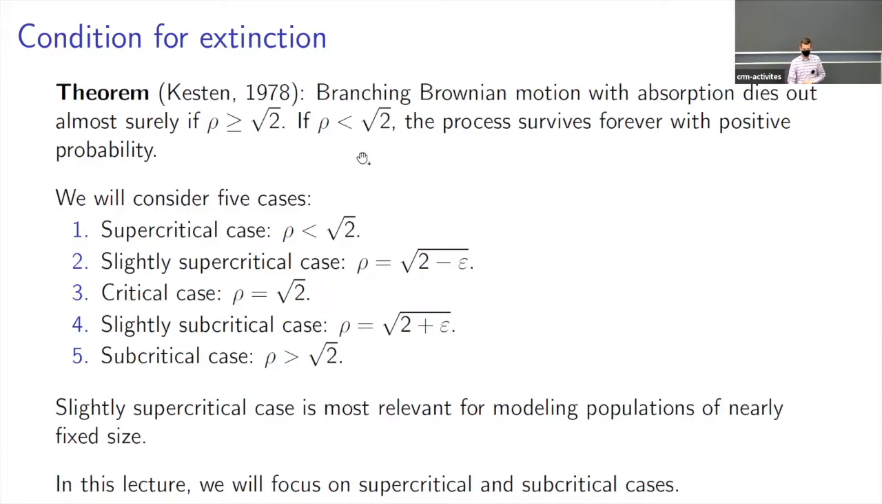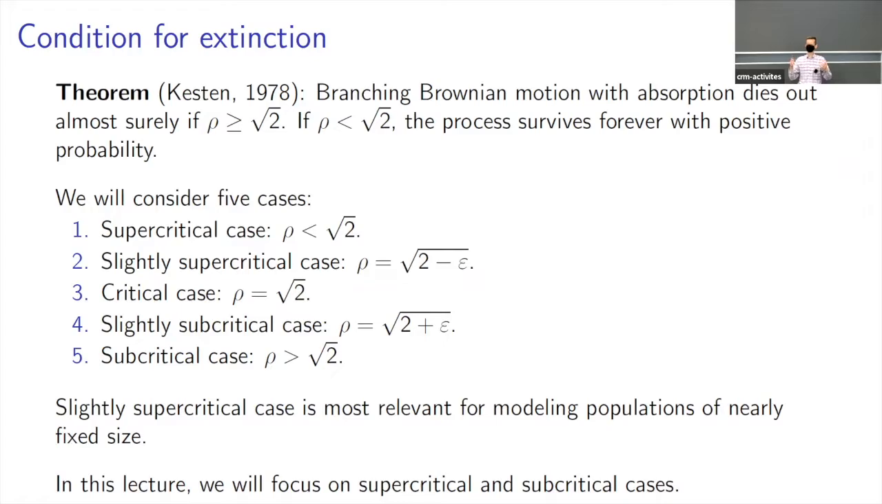But if the drift to the left is less than the square root of 2, then with positive probability, the process survives forever. So there are really 5 different cases that one can consider. We have the supercritical case, where the drift is less than the square root of 2. There's also the slightly supercritical case, where we can write the drift as the square root of 2 minus epsilon, so it's just slightly less than the square root of 2, and we can think about a limit as epsilon goes to 0. Then we have the critical case, where the drift is equal to the square root of 2, and likewise one can consider the subcritical case or the slightly subcritical case.